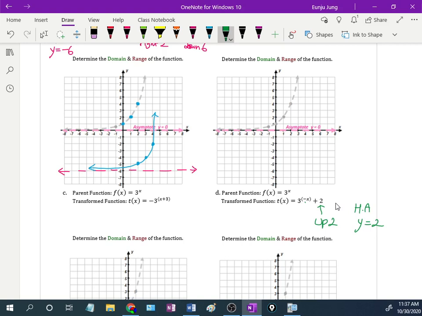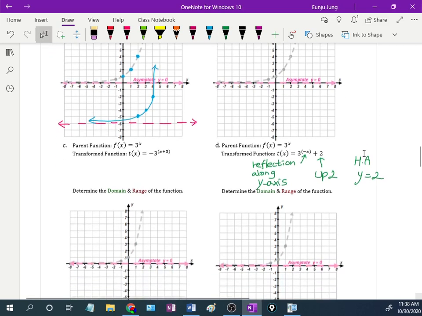Because of -x, what happened to the graph? -x means left goes to right, right goes to left, okay? So we change x coordinate, moving left to right in opposite direction, so this will be reflection. Reflection along which axis? Left to right changes, so along the y-axis. Okay, reflection along the y-axis. So let's graph this.